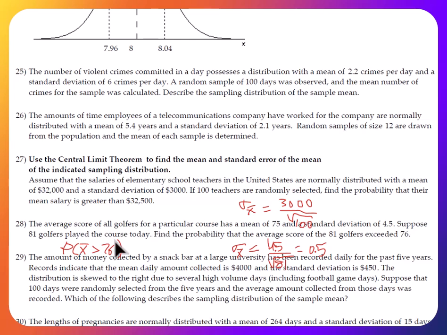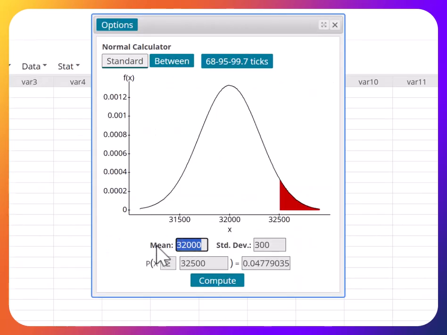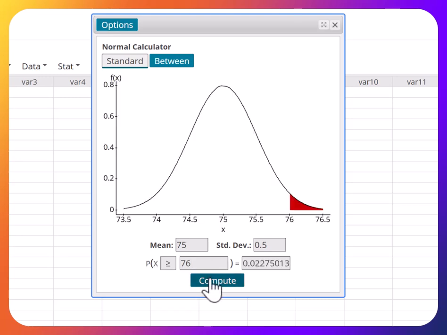When we use the normal calculator, we use the same mean, which is 75, but we cannot use the same standard deviation. The new standard deviation, guys, is going to be 4.5 divided by the square root of 81. The square root of 81 is 9, so you'll get 0.5. So we need the probability of x bar bigger than 76 using a mean of 75 and a standard deviation of 0.5. This is 76. And again, this should be a bar here, but you cannot change this screen. So it's 0.0228. That would be the answer.